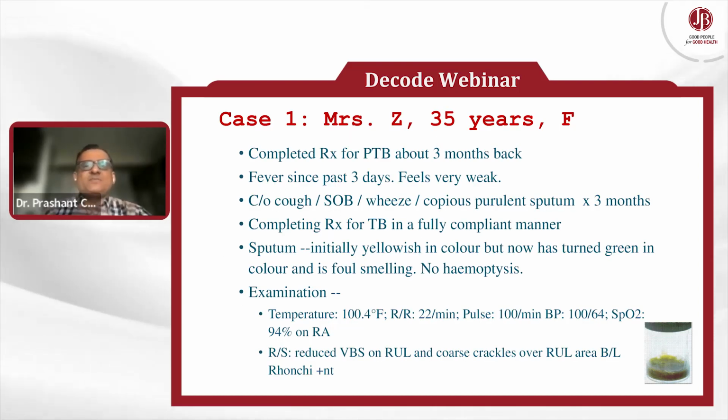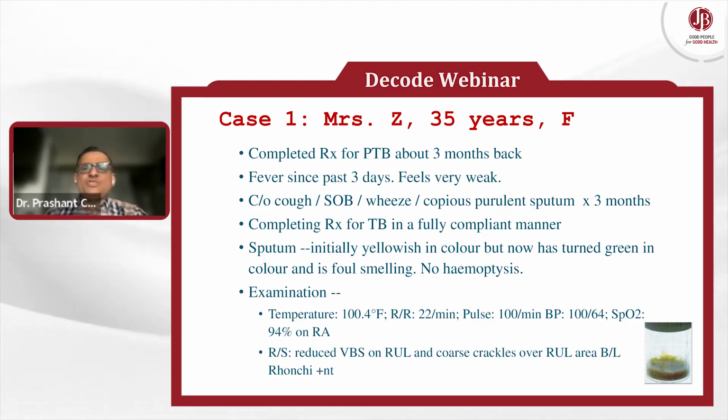So now let me start with the case presentation. This is a case where we have a 35-year-old female who has completed treatment for tuberculosis about 3 months ago. She's had a fever since the past 3 weeks. She feels a bit weak. She has symptoms of cough, shortness of breath, wheezing, and copious purulent sputum for 3 months. Now you have to put the focus on this word, the copious purulent sputum. And she has completed the anti-TB treatment in a very compliant manner.